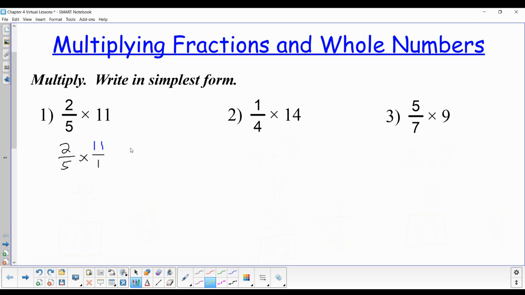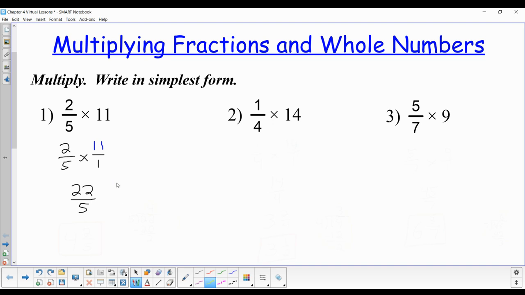Then, all we have to do is multiply the numerators. 2 times 11 is 22. Multiply the denominators on the bottom. 5 times 1 is 5. And we have an improper fraction. Now, in the directions, we were asked to write in simplest form. That means we have to simplify this fraction.